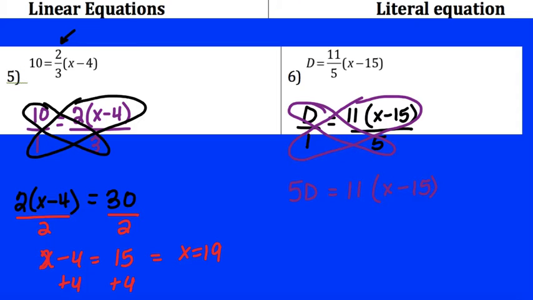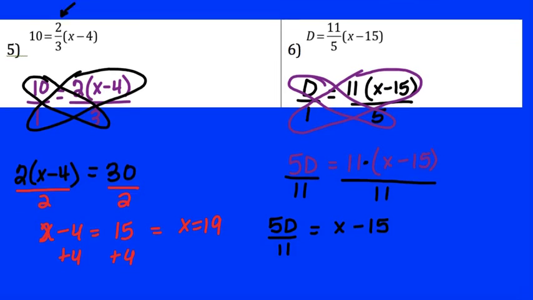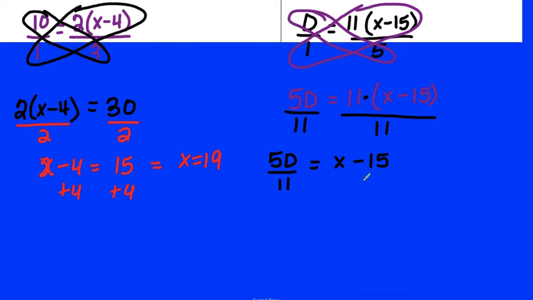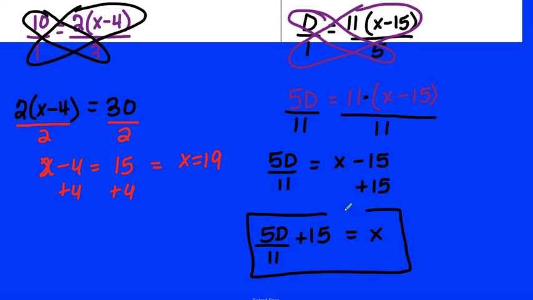Now we really don't want to distribute here. 11 is being multiplied to the whole quantity, so we can divide it. So divide by 11 on both sides. So I get 5d over 11 equals x minus 15. Again, we're solving for x, so we're going to add the 15 to the other side. So 5d over 11 plus 15 equals x. And there I have solved for a variable. I've solved for x in terms of d.